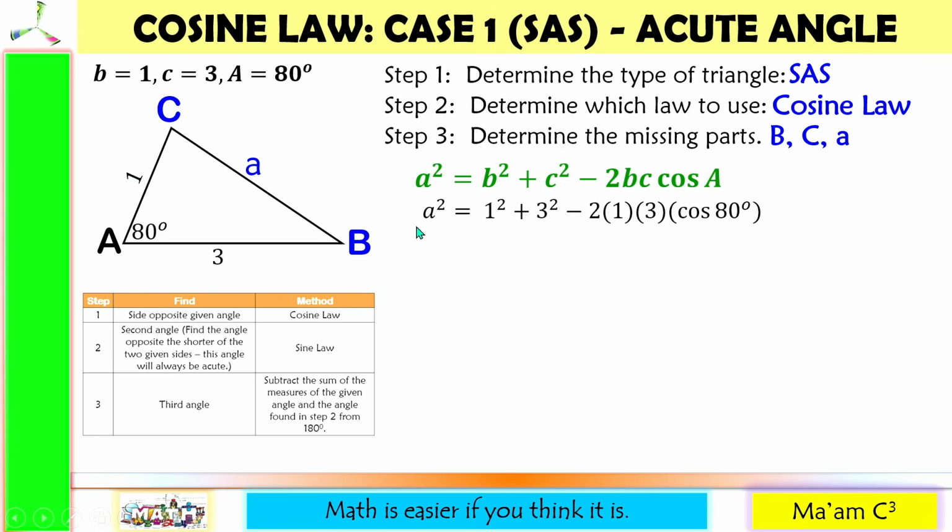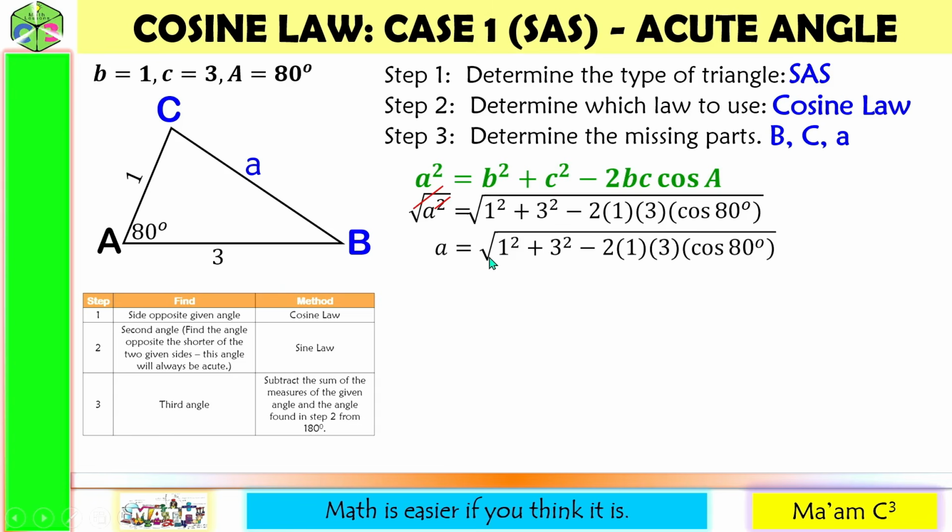We only want the value of A, but this is A squared, so we're going to extract the square roots on both sides. So A is equal to the square root of 1 squared plus 3 squared minus 2 times 1 times 3 times cosine 80 degrees.